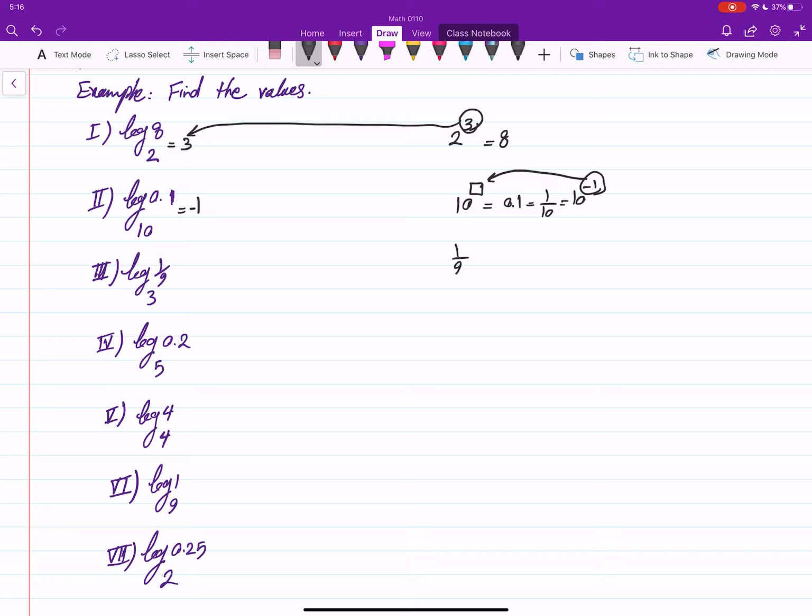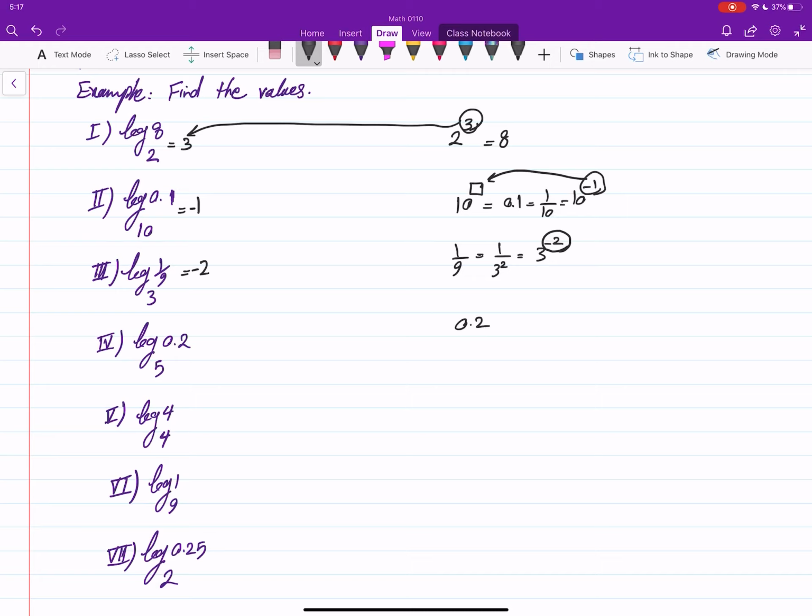1 over 9, we can write it as 1 over 3 to the power 2, and then write it as 3 to the power negative 2. So 3 to the power negative 2 will give us 1 over 9. So the log of 1 over 9 base 3 is negative 2.